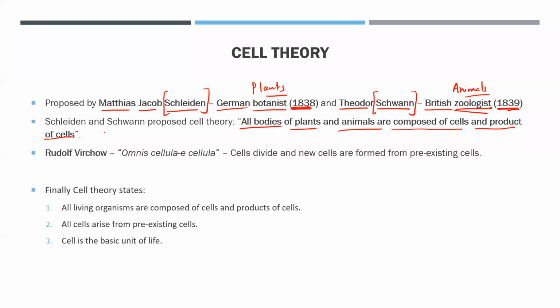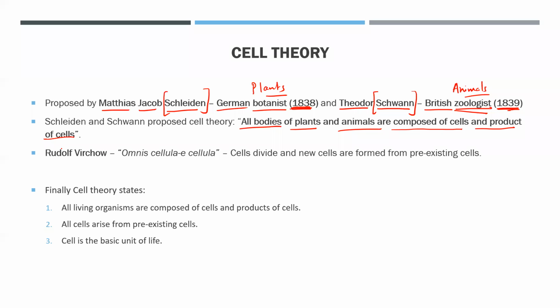Product of cells means, for example, we have studied keratin. So keratin is a substance that is produced by the cells. Okay, like keratin. Just say, for example, our hairs, our nails. These are the products of the cells. So these are actually secreted by the cells. This is what we mean by the product of cell. In case of plants, plants are secreting gums, resins. Okay, so these are the products of the plants.